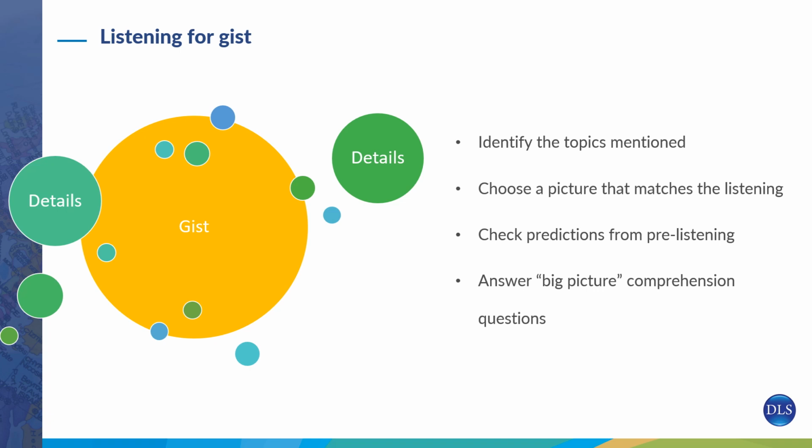And then finally, a great gist activity is to have the student answer big picture comprehension questions. So that can be questions like, where is this audio taking place? Who's talking to who? What's their relationship? Etc. Of course, it will depend on the audio.